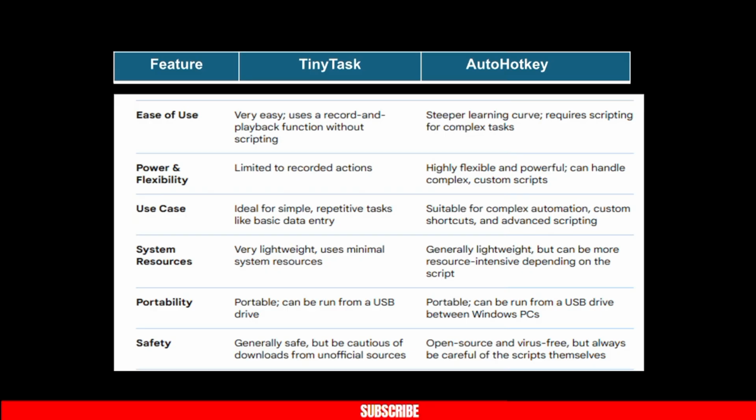Let's talk about system resources. TinyTask is very lightweight and uses minimal system resources, while AutoHotkey is generally lightweight but can be more resource intensive depending on the script.